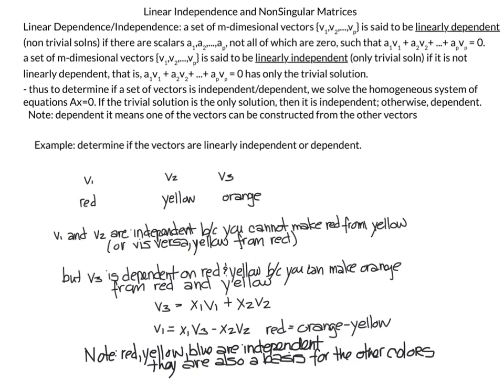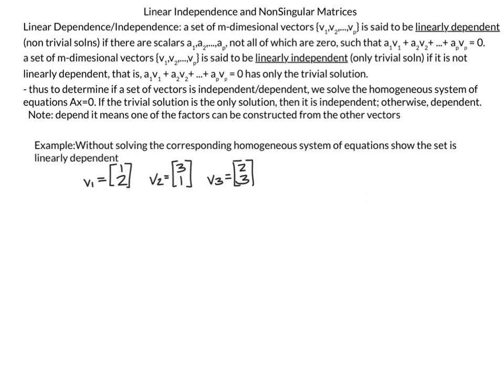And also just a quick note, they are also a basis for the other colors. In other words, if you name any other color, then theoretically, if you're good at mixing colors, you can make it from these three colors. That's why they're considered a basis. But we'll talk about bases in another chapter. Our next example is to, without solving the corresponding homogeneous system of equations, show the set is linearly dependent.